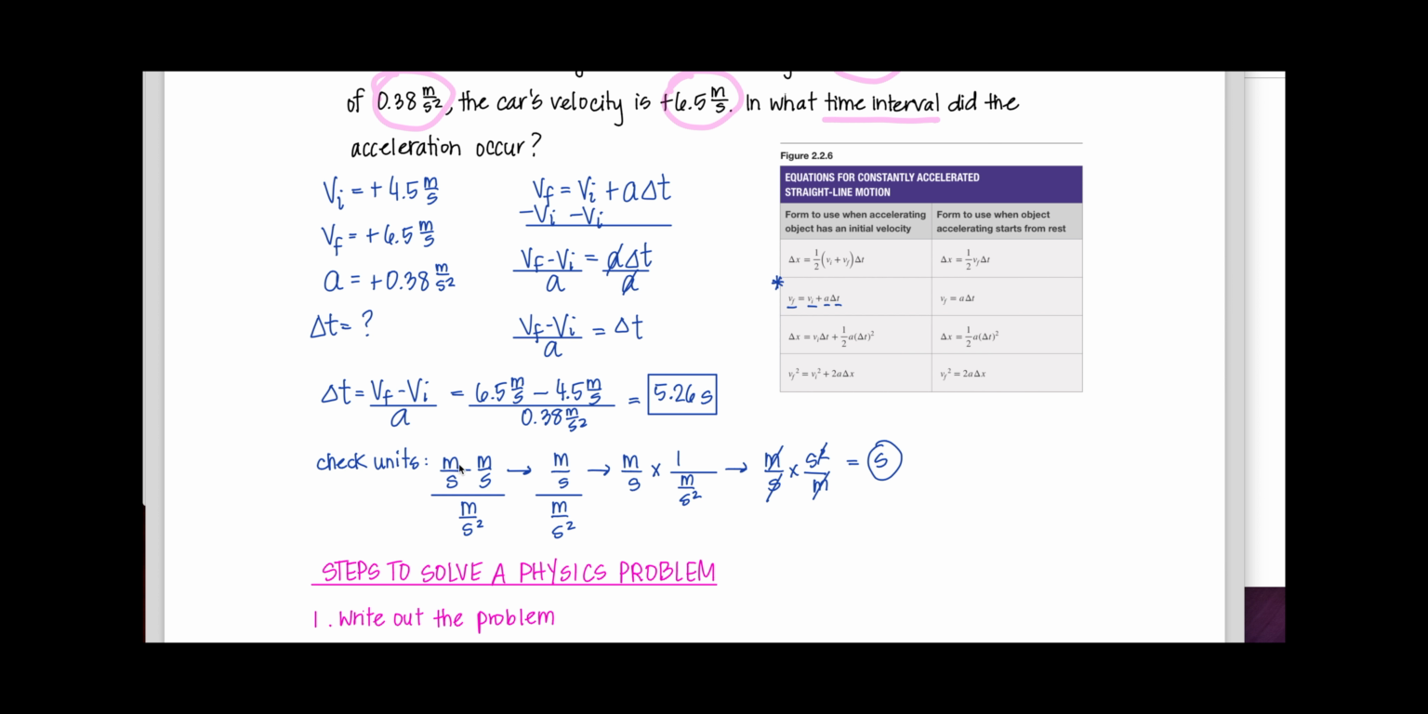So in our numerator, we have meters per second minus meters per second, and that's just going to leave me with units of meters per second. In my denominator for acceleration, I have the units of meters per second squared.